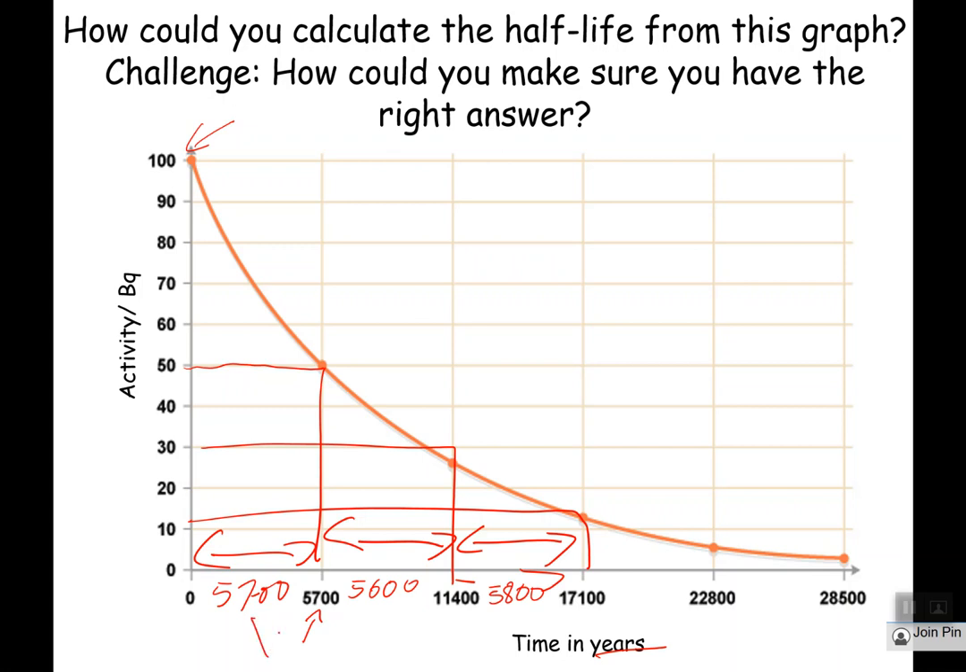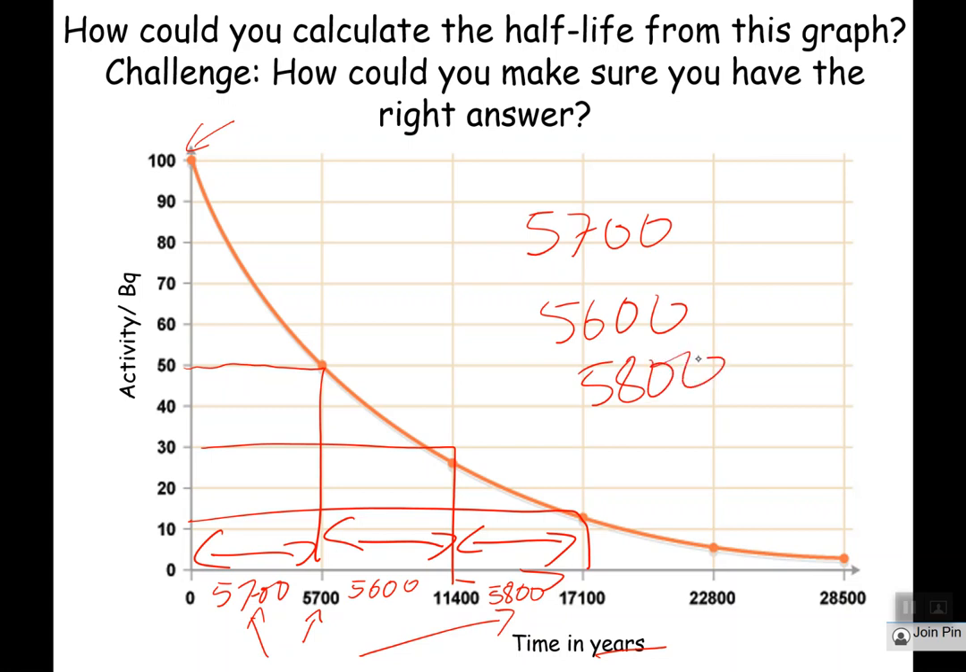So if you look, the time here, it does vary. So what do you do next? Well, what you need to do is take a mean of your results. So you take a mean of 5,700, 5,600, and 5,800, and that will be your half-life. In this case, it would be 5,700 years.